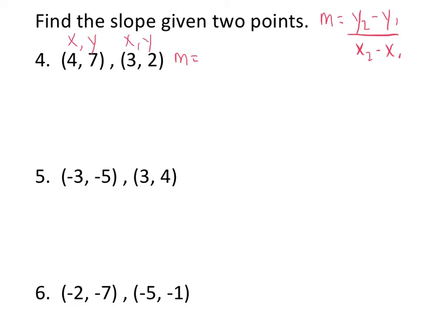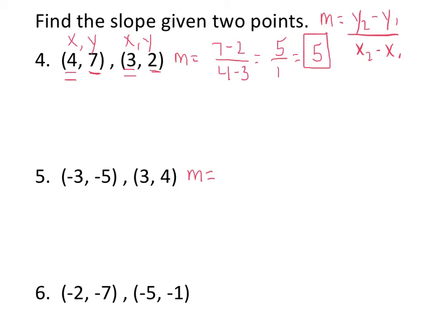So if I'm taking y2 minus y1, if I take this 7 and minus this 2, put that on top, for the denominator, I'm going to have to go in the same order. So if I started on the left, subtract right, then with my x's, I'm going to have to go on the left and subtract the right. So 4 minus 3. My slope would be 7 minus 2 is 5, and 4 minus 3 is 1. And then let's go ahead and simplify that, which would be just 5. So the slope on this particular problem is 5. Let's move on to the next one.